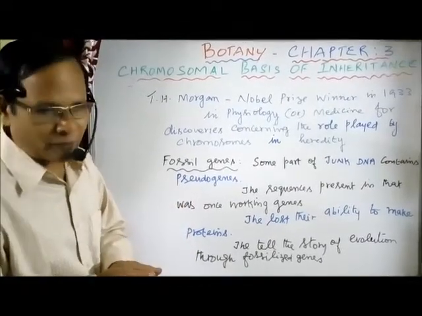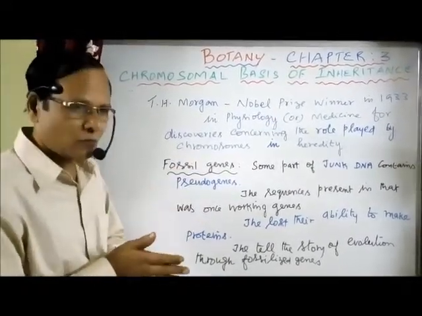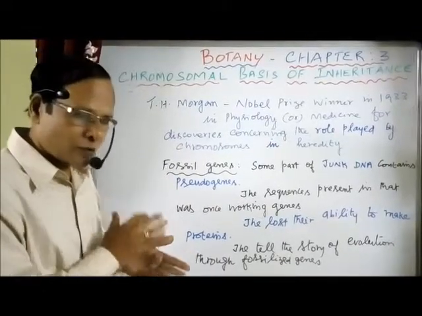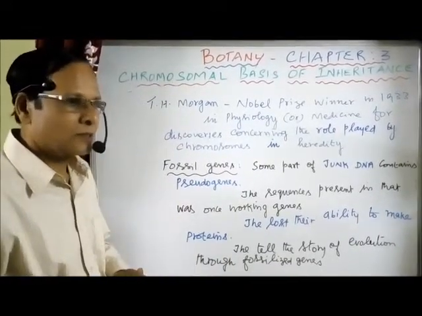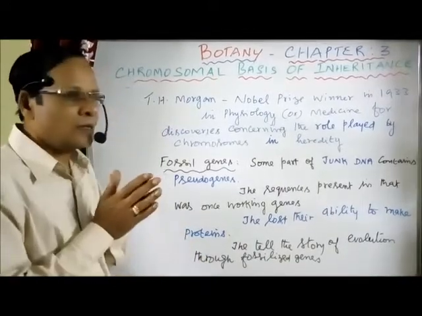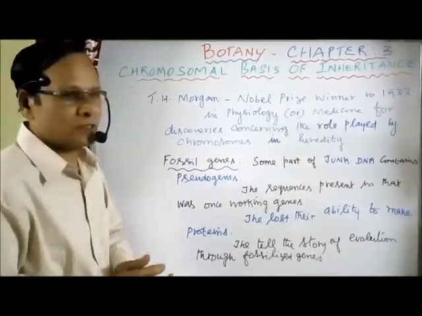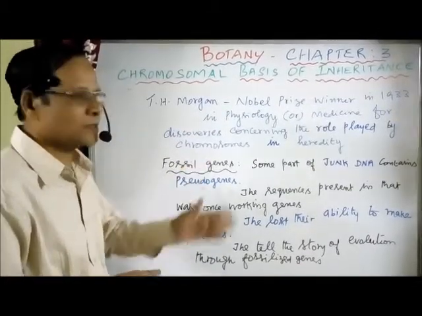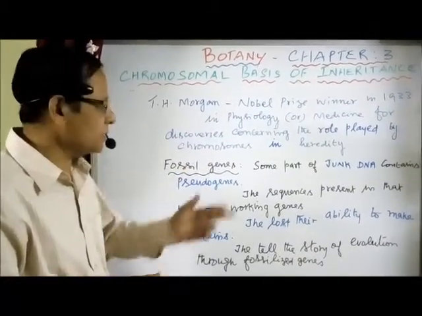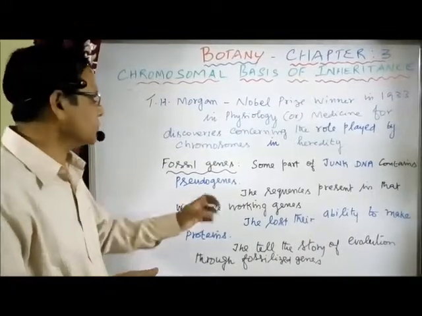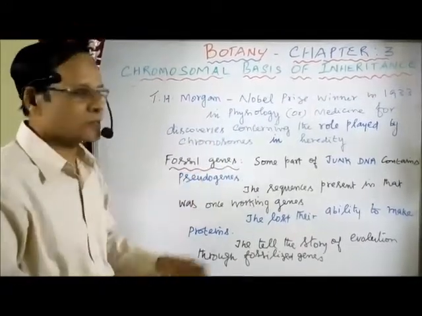The remains of the past. The pseudogenes were present once upon a time, and now also present but functionless. They were working, and they tell the story of evolution through the fossilized genes. And such genes are called fossil genes, okay, present in junk DNA. That's about a few words on T.H. Morgan and the fossil genes.